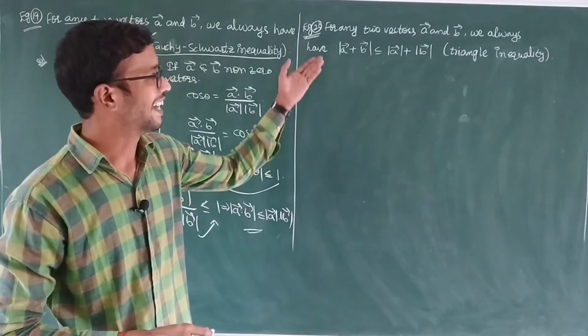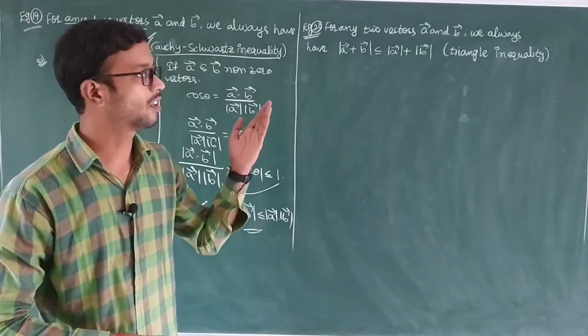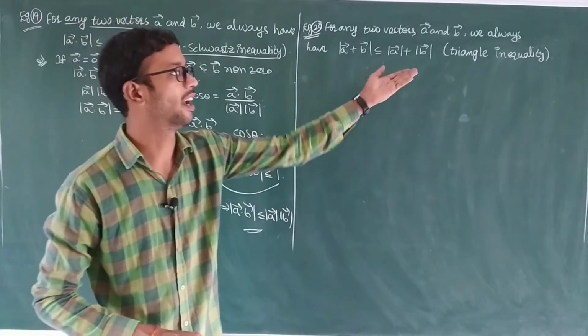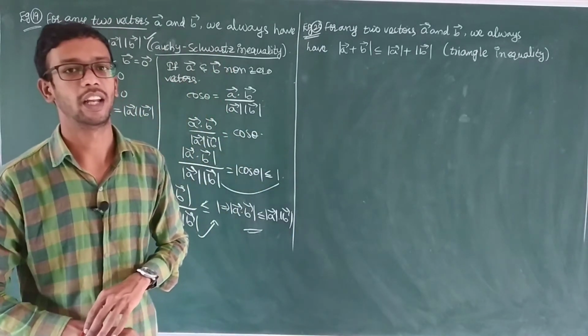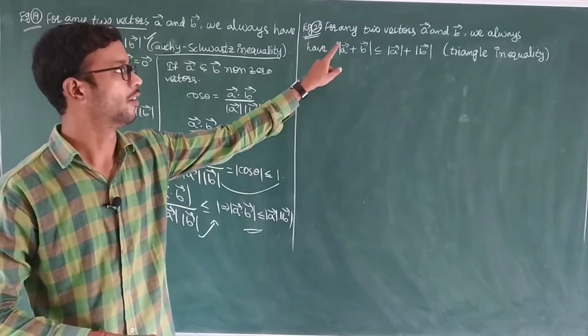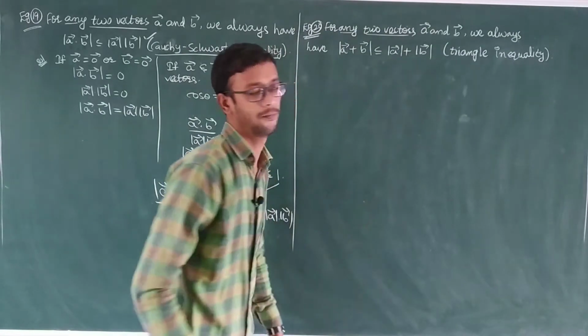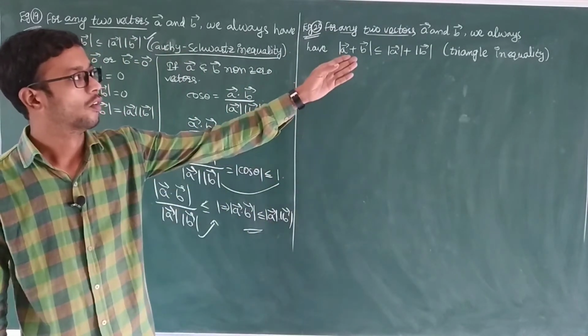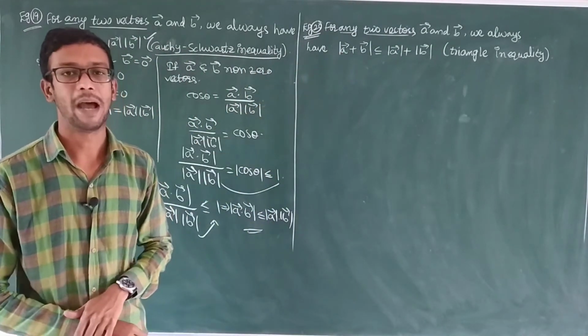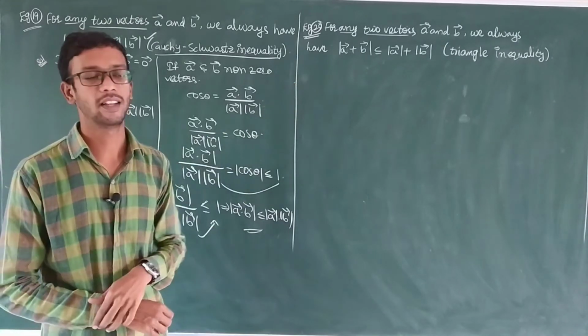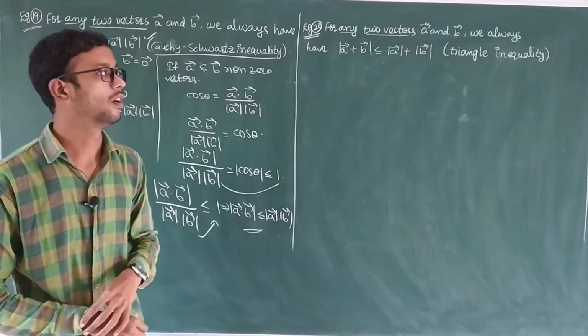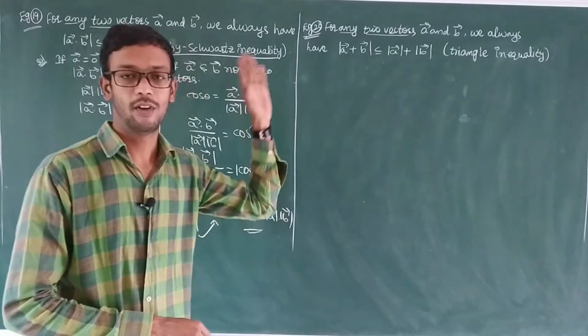Next, example 20. This is also an inequality, named the triangle inequality. Triangle inequality for any two vectors. Again, observe that any two vectors are there. We always have magnitude of A bar plus B bar is less than or equal to magnitude of A bar plus magnitude of B bar.